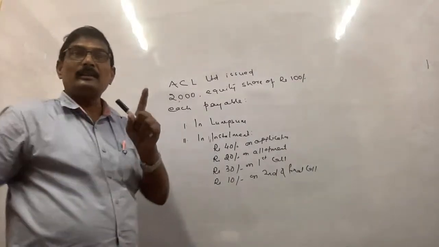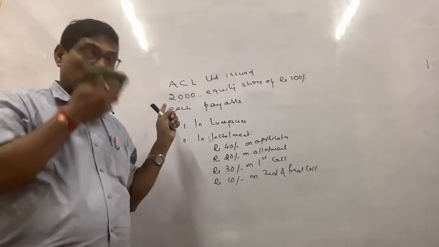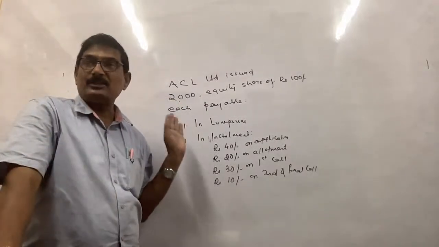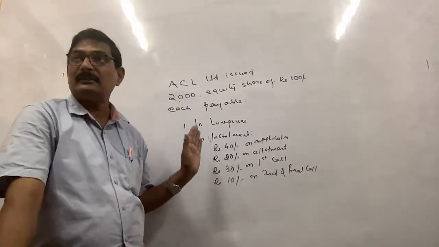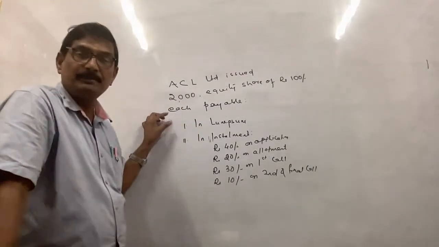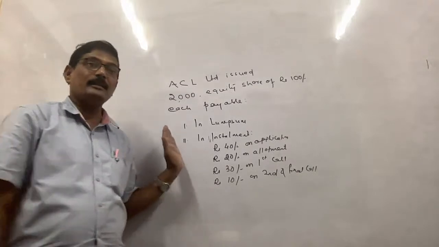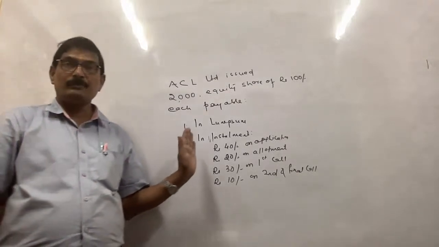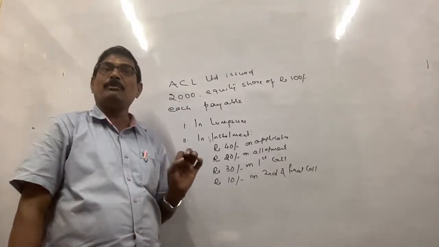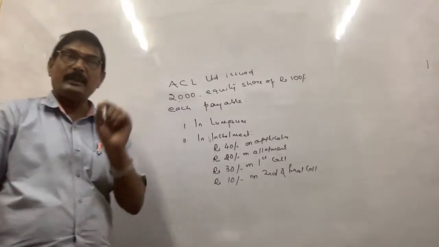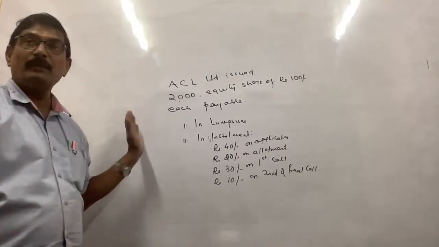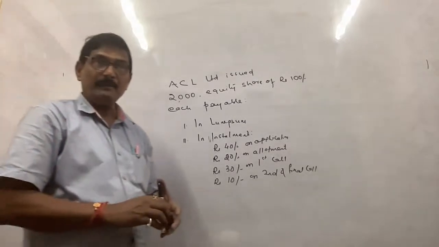Those who have not written the journal entries, write them down. So when the shares are issued at par, first case it is issued in lump sum, and secondly it is issued in installments. When it is issued in lump sum, the entry will be for application money received. This will be the narration.